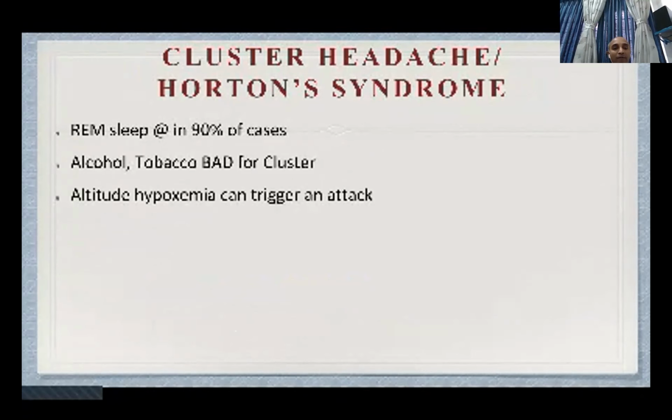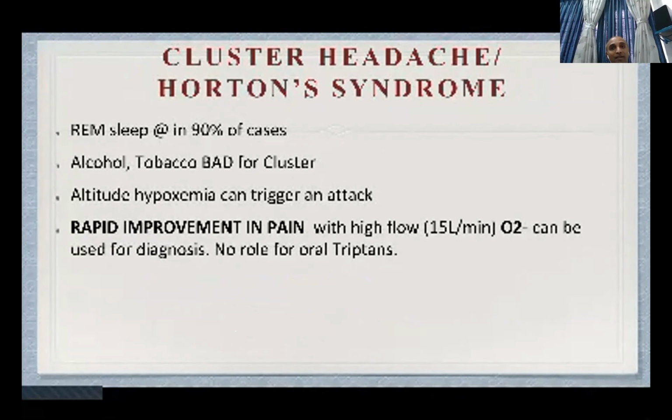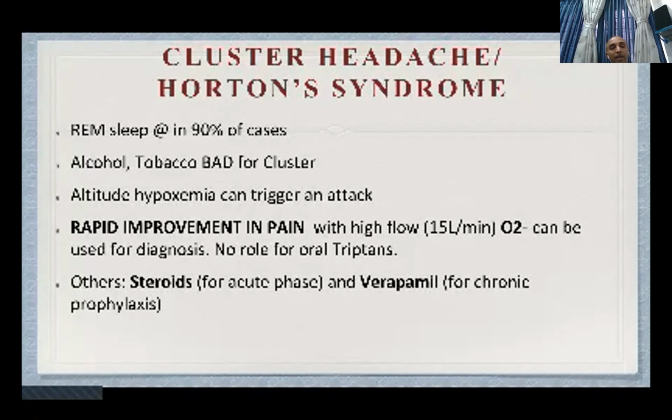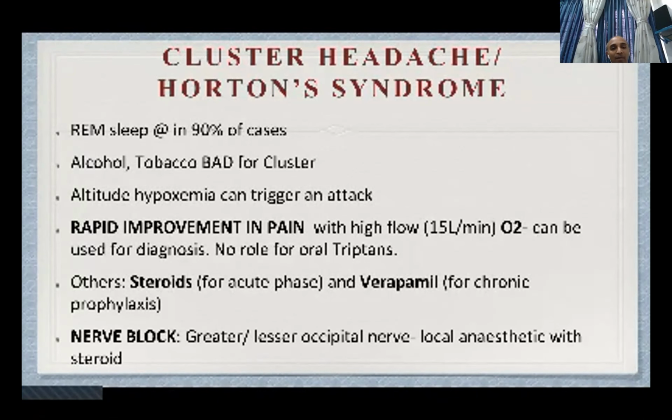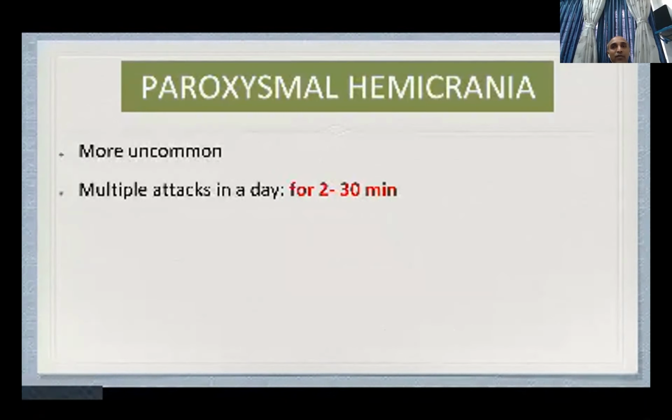Tobacco and alcohol are bad for cluster. A high altitude can trigger an attack. Probably hypoxemia plays a role in the pathophysiology, and that's the reason why there is rapid improvement in pain with high flow oxygen. There is no role for oral triptans. If the patient is in the acute phase, you can try steroids. For chronic prophylaxis, verapamil. And in some patients who are refractory, nerve blocks can be tried. But this is a very disabling headache, and this is a pain syndrome which should be remembered as a differential diagnosis for those coming with facial pain.